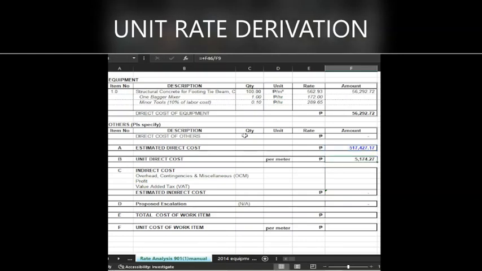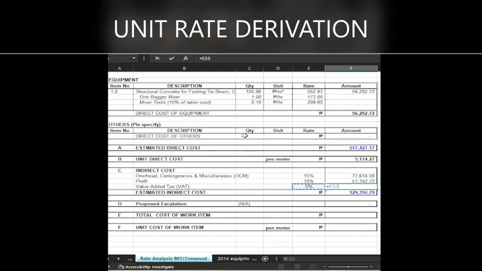So that is including the indirect cost. The overhead, contingency and miscellaneous, or the OCM, we will assume to be 15%. Then we have 10% profit. Then the tax is 5%. So 15% of the direct cost is multiplied to this one, and 10% of the direct cost is this one. But this 5% is applied to the summation of the direct cost including the overhead and the profit.